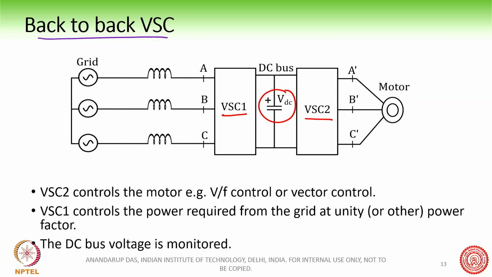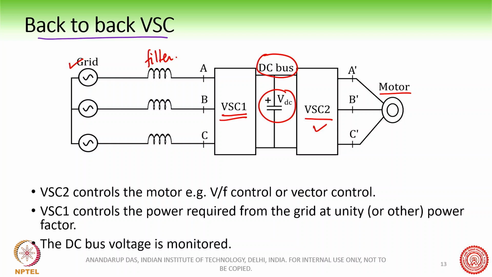Okay, so the VSC2 is driving a motor, and the VSC1 is facing the grid through a filter. Now the connecting point between these two is the DC bus or the DC link. Okay, so how does this thing work? This is very common in many applications.